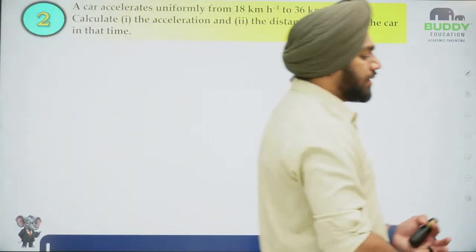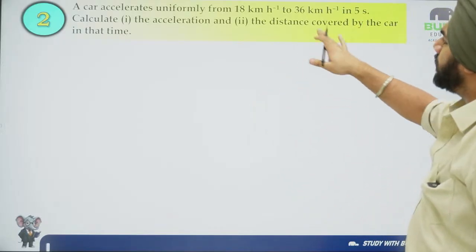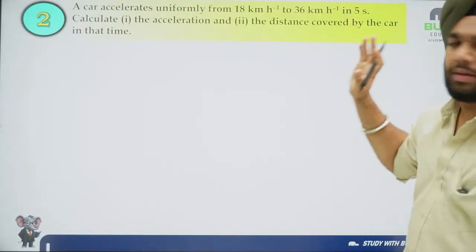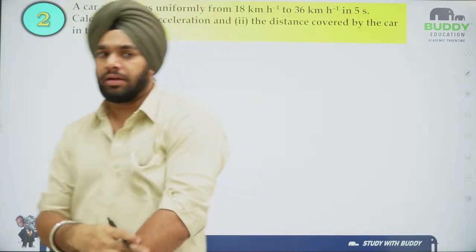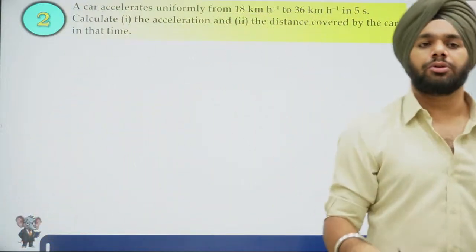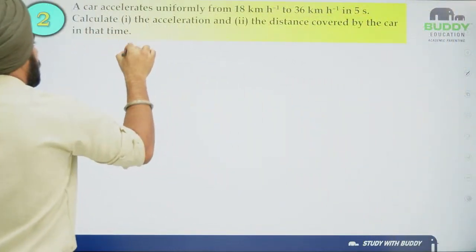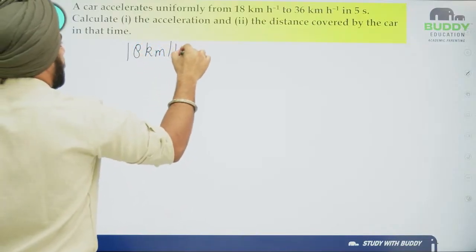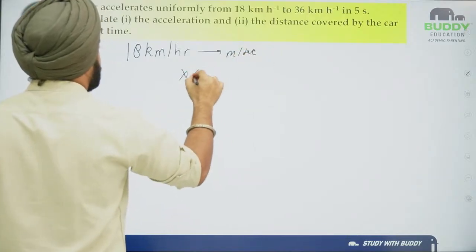So now, first of all, we have the initial velocity, we have the final velocity, but the problem is that the speed is given in kilometer per hour. So what we are going to do is change this kilometer per hour into meter per second, right? So what can we write exactly for 18 kilometer per hour? 18 kilometer per hour converted to meter per second. How? Multiplied by 5 by 18.